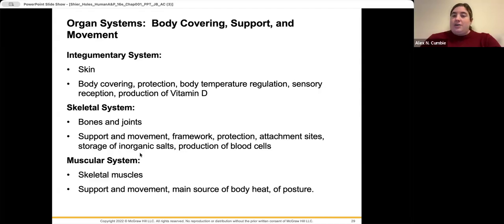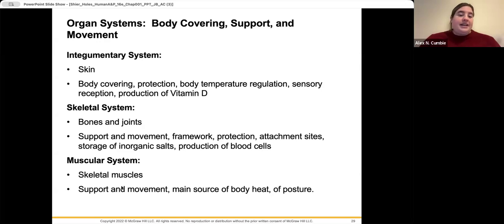They store inorganic salts, like calcium and phosphorus, which we might need later in the body. And a really great function of bone is it helps with the production of blood cells. That process is a scientific term called hematopoiesis, but inside your bones, you have bone marrow, and they are producing your blood cells. So super important function for the skeletal system.